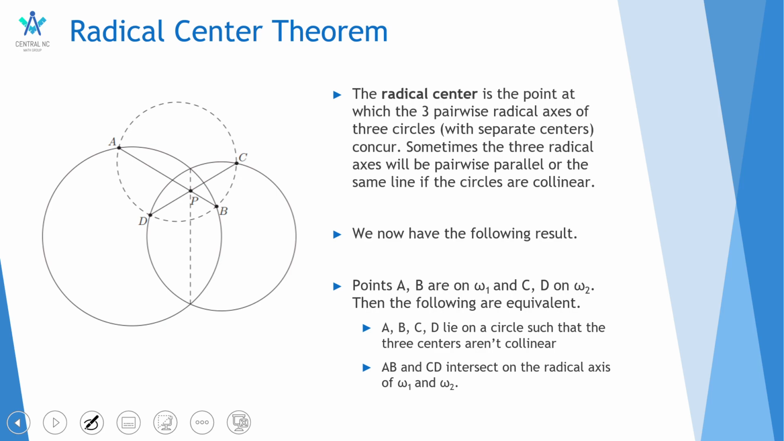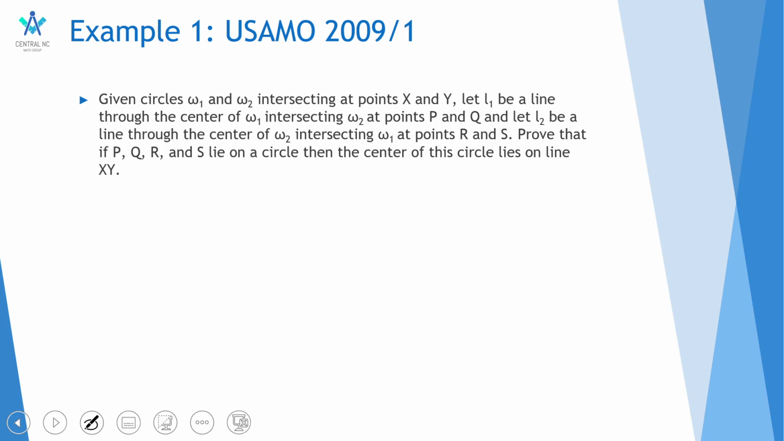We have a visual aid here. The first one says that if this dotted line is true, then they intersect at a point P which lies on the radical axis. And the other way around, if these two lines intersect at a point P, then they're cyclic. The second one I just stated is more commonly used, where you know that this is true, and then you use that to show that this is true, and then you use that going forward. So let's start with an example.